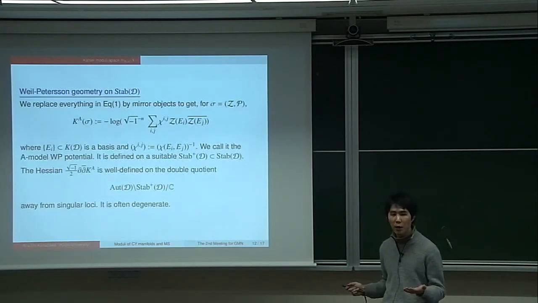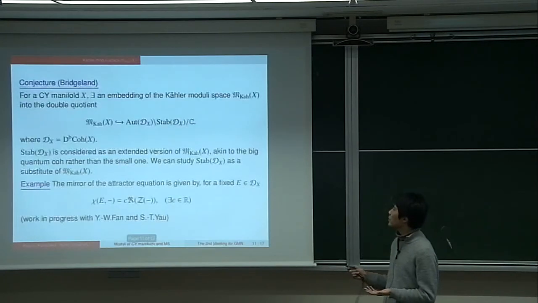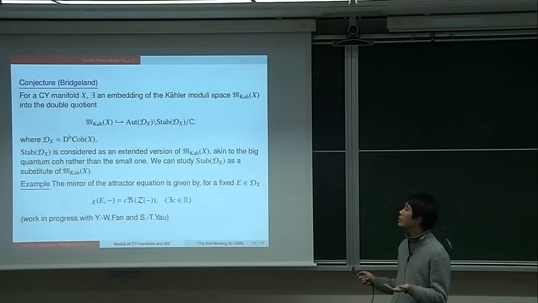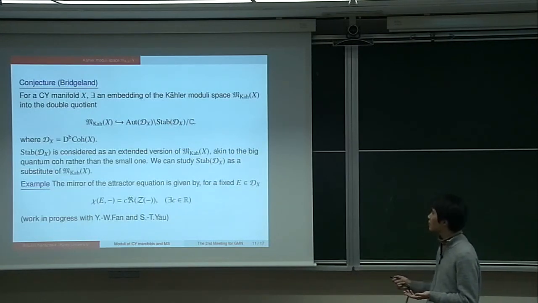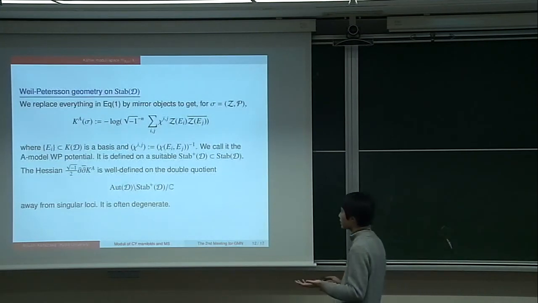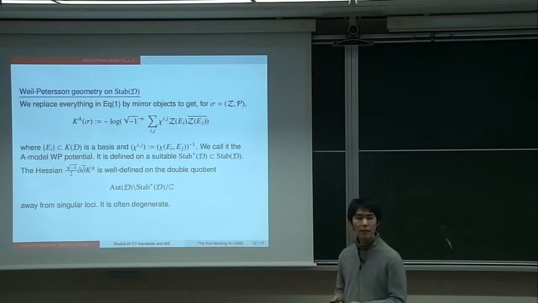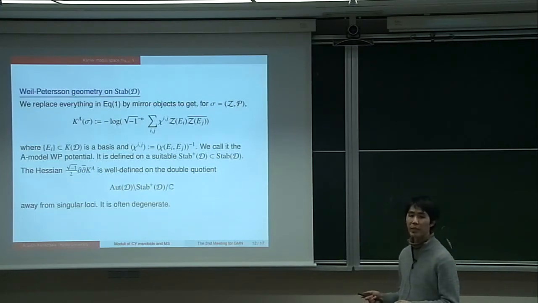It's often degenerate. The thing is, I defined a sort of metric on the bigger space, not the space we really want to study. So there's no guarantee that there's a nice metric. It's often degenerate. Sorry? I guess the dimension of this space could be bigger, yes. Typically, it's bigger, yes.